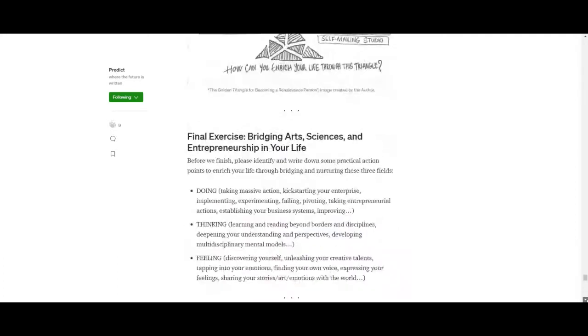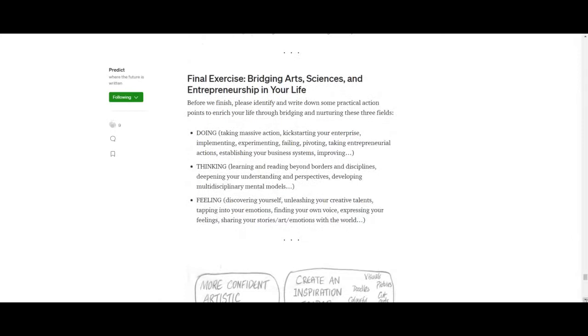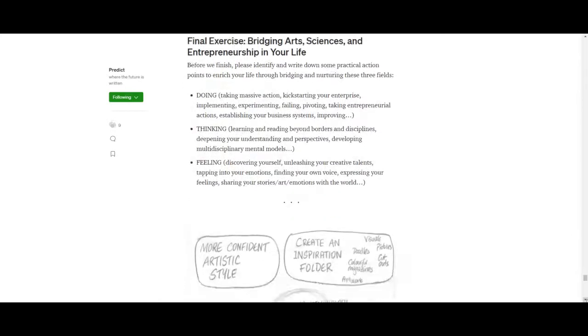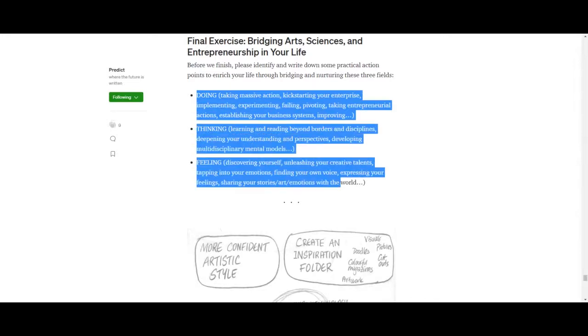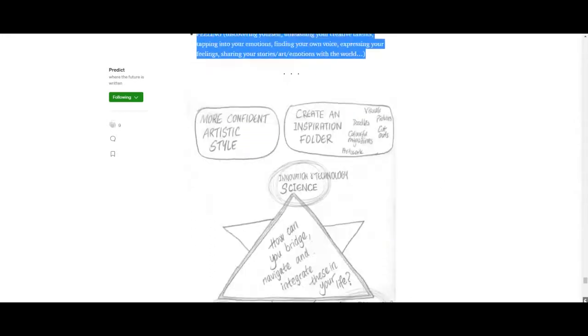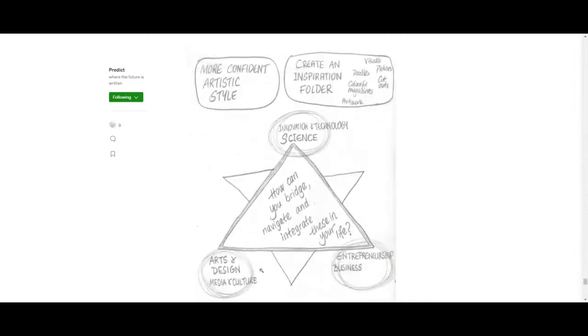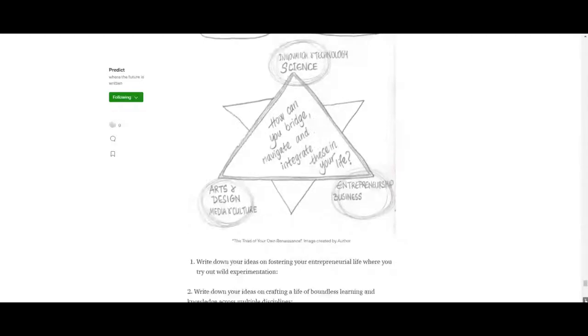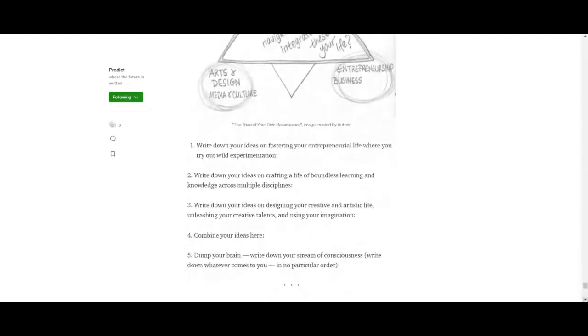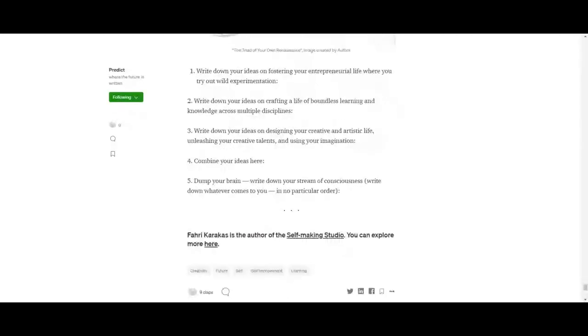So if you can bridge arts, sciences, and entrepreneurship in your life, then you will be immensely successful. This means doing, thinking, and feeling. If you can combine these, and this is like science, arts and design, and entrepreneurship and business, if you can combine these in your life, then you will be immensely successful. And that's what I suggest in this article.